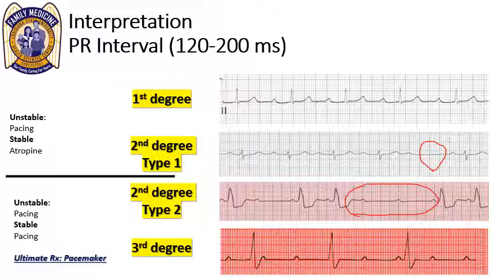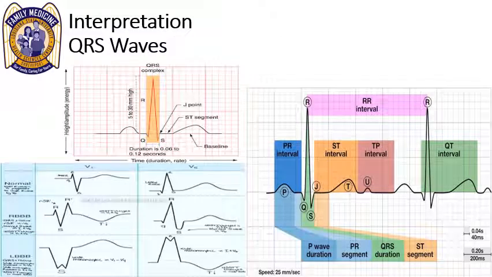So the ultimate treatment for these conditions is going to be a pacemaker. So let's talk about the QRS complex. We talked about the P wave being upright and the PR interval. Now it's time to talk about the QRS.